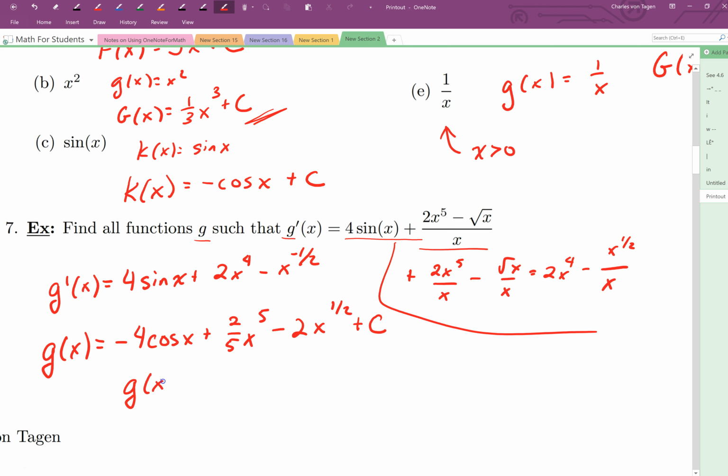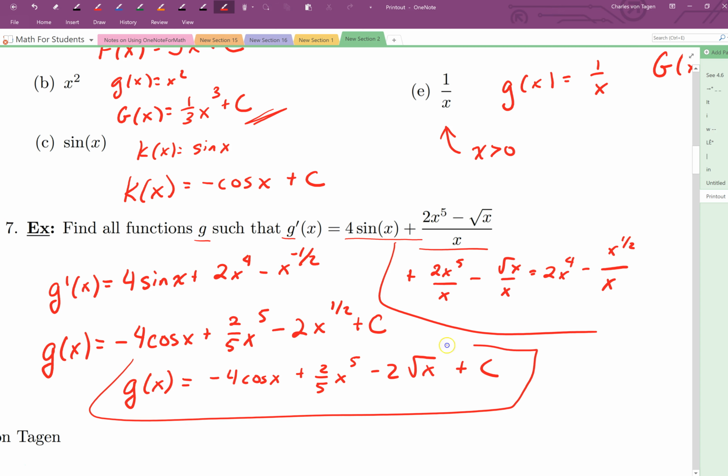Okay, so let's just clean up the answer just ever so slightly. We'd have minus 4 cosine x plus 2/5 x to the fifth minus 2 square root of x plus c. And it turns out that if I take the derivative now of g, I would get back to this function here, which is the same as the one we were asked to work with. Okay, so let's keep going.